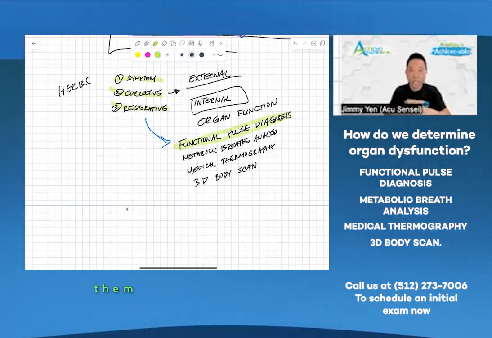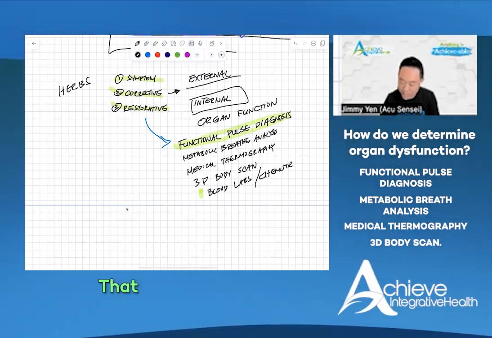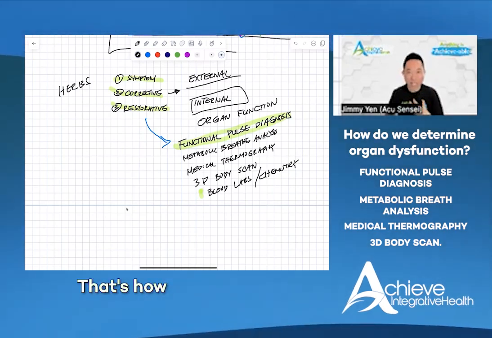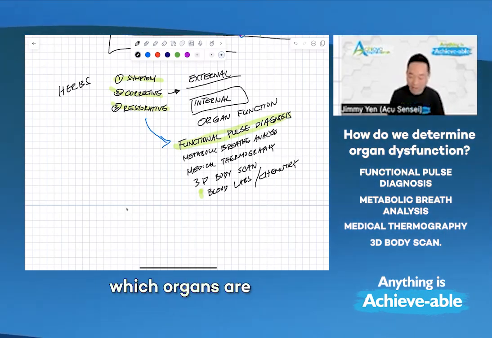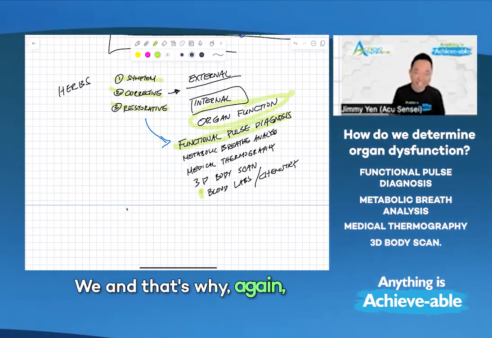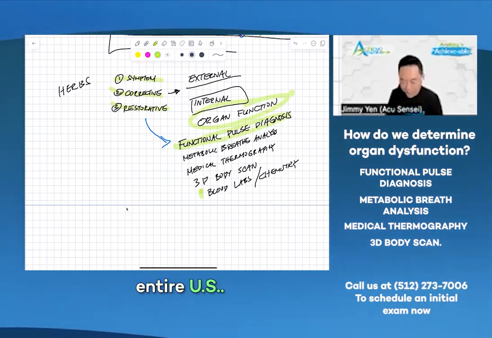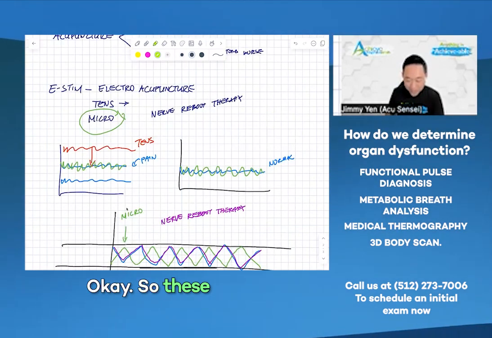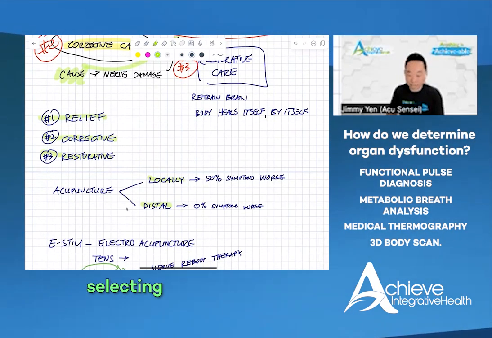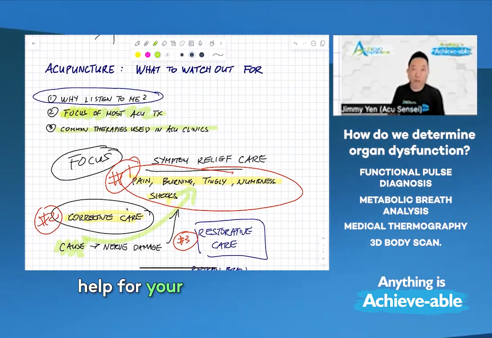And we combine both of them also with your blood labs, blood chemistry. That is how Achieve Integrative Health, my clinic, that's how we determine which organs are dysfunctioning. So you can see how comprehensive that is. And that's why, again, we have the most 5-star Google reviews of any clinic in the entire US. Okay, so these are the general things to look for when you are selecting an acupuncture clinic to get help for your neuropathy.